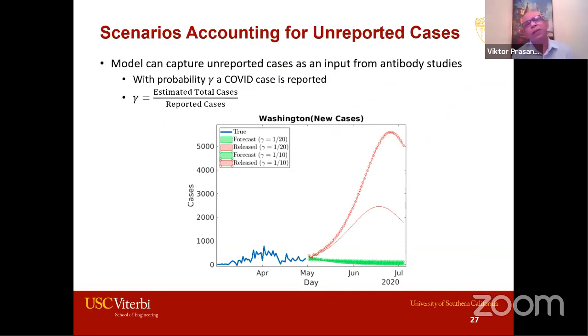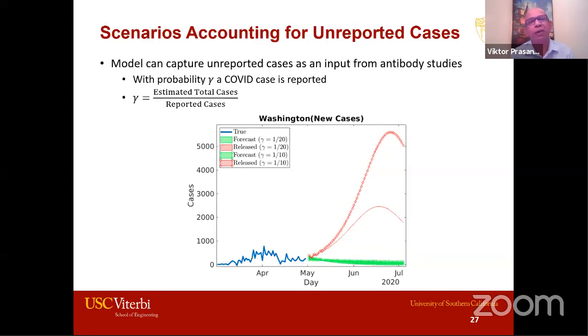I'm also showing here that whatever results I showed so far assume that we have the actual reported cases. We can also use our models to take unreported cases into the picture. We could do that, for example, by historically looking at the ground truth and some data that may be collected using antibody studies. For example, the Los Angeles Times had an article, I believe about 10 days ago, on some local studies. Based on that, we can come up with some factors here.